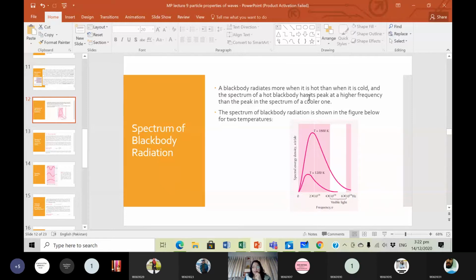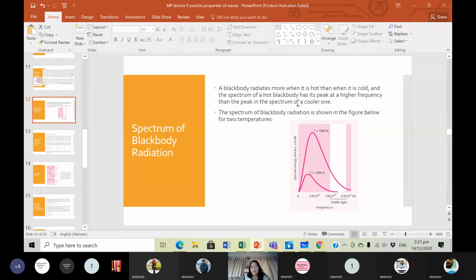As you can see, these are two curves at two different temperatures. We can see that a black body radiates more when it is hot than when it is cold. Here we have the lower temperature of 1200 kelvins, and here a temperature of 1800 kelvins. The spectral energy density is obviously greater when the black body is at a higher temperature than when it is at a lower temperature.